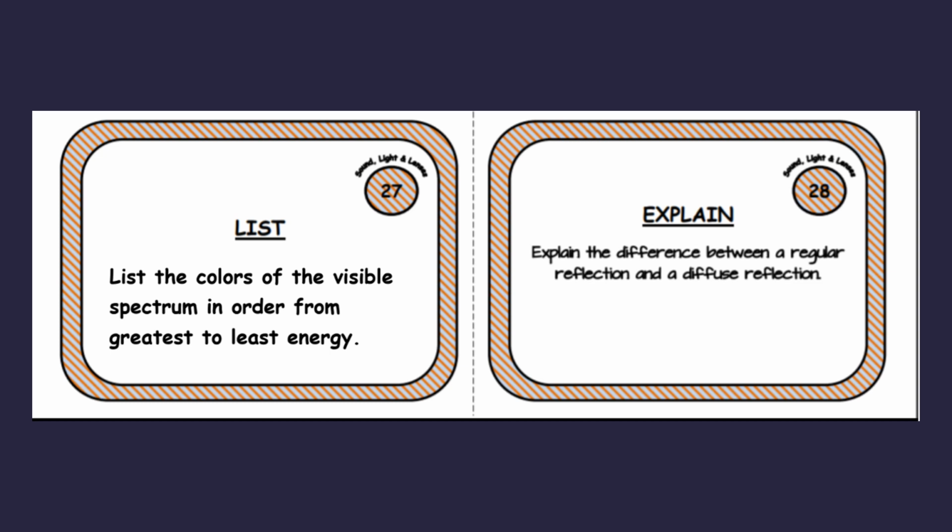List the colors of the visible spectrum in order from greatest to least energy. So guys, remember that frequency relates to the energy of a wave. So we're going to have red, orange, yellow, green, blue, indigo, and violet. And that is low energy to high energy. And these are the frequencies, right? So remember, if you go above violet, you get to ultraviolet. That can actually cause skin cancer because it's so high energy.